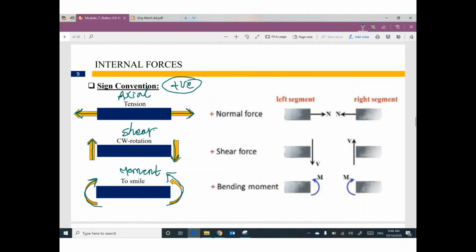Just remember, to assume the positive direction for axial force, your force must make tension. To assume shear, your shear is perpendicular to the member and would rotate it clockwise. Your moment would make this member smile. This is the positive direction of your assumption.